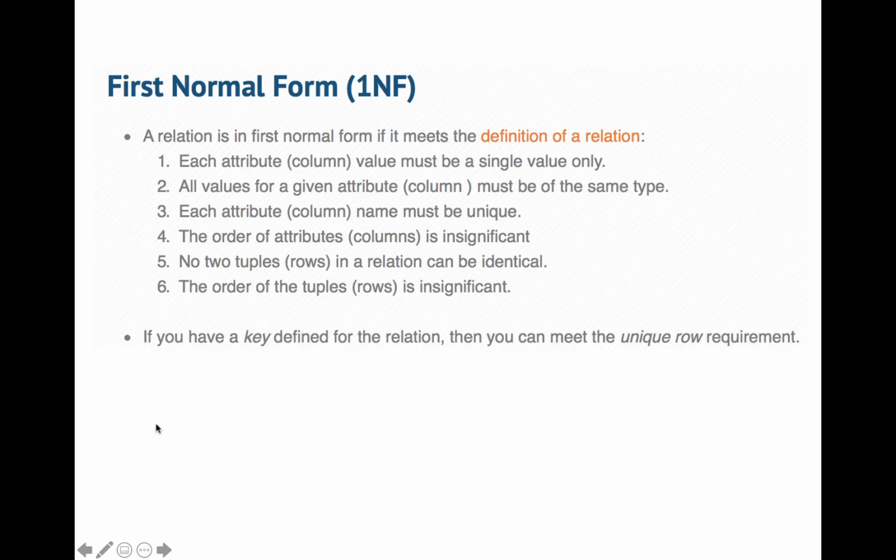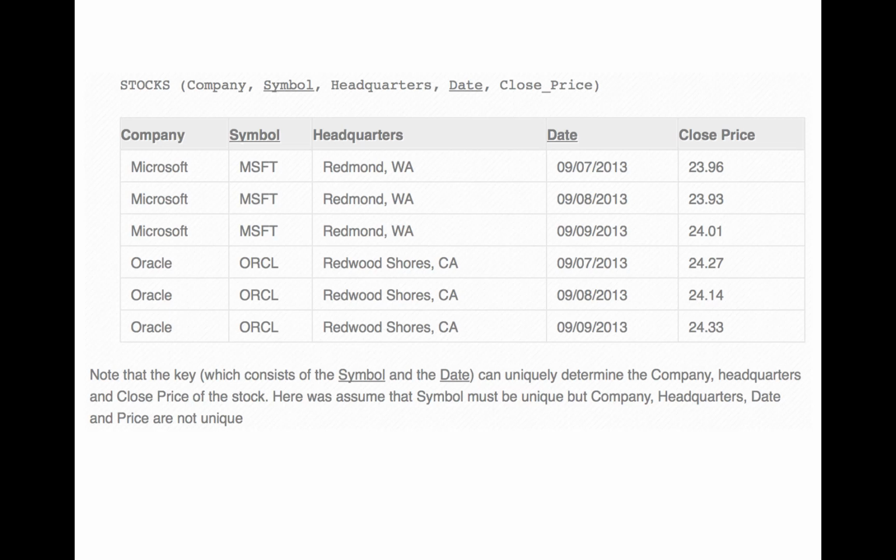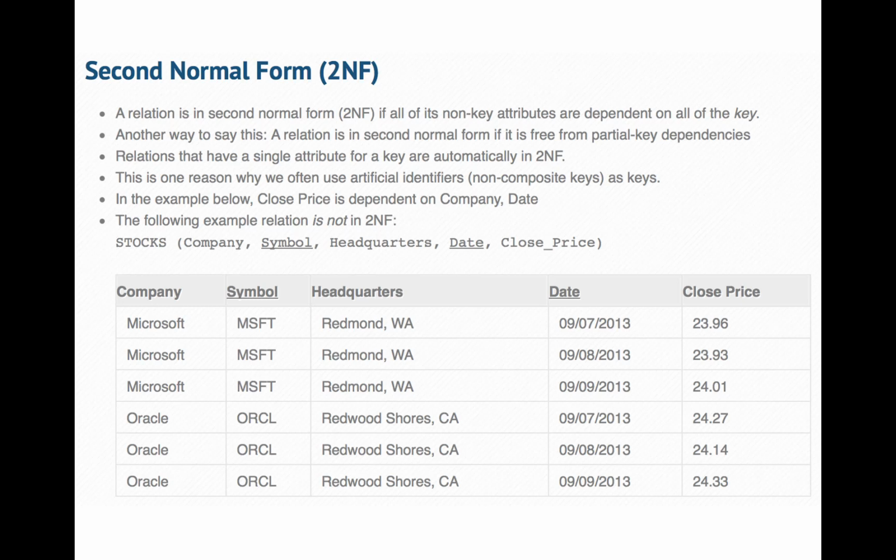So if it's a relation, if it satisfies these six points, which are trivial, and if you have a primary key defined for the relation, then you are in the first normal form. Very easy. For example, stocks is a relation: company, symbol, headquarters, date, close price. Symbol and date are the primary key, because they can uniquely identify every row in the table. Simple as that.